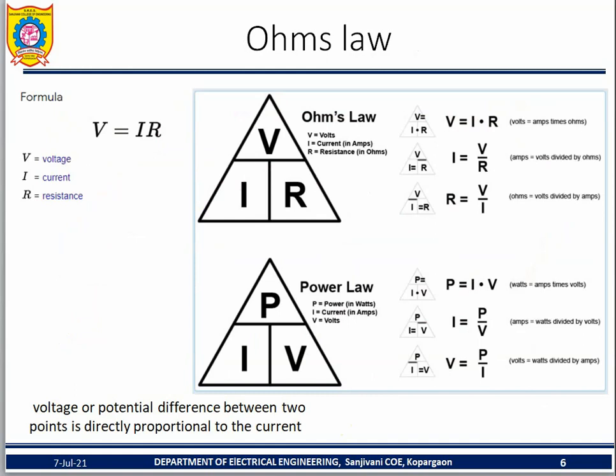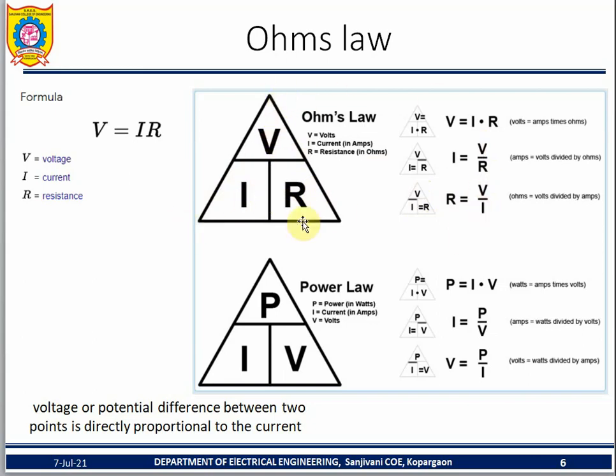Ohm's law is very important and necessary everywhere. So this is about Ohm's law. V is equal to I into R, V is equal to I multiply R. Otherwise, I is equal to V divided by R. R is equal to what? V by I.